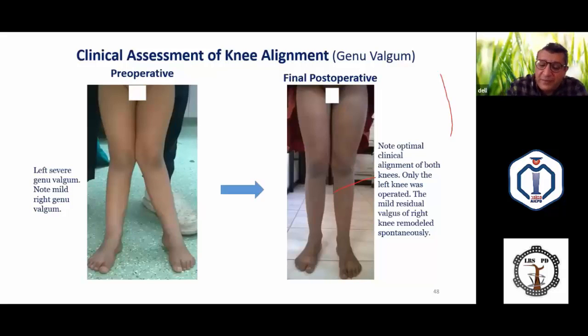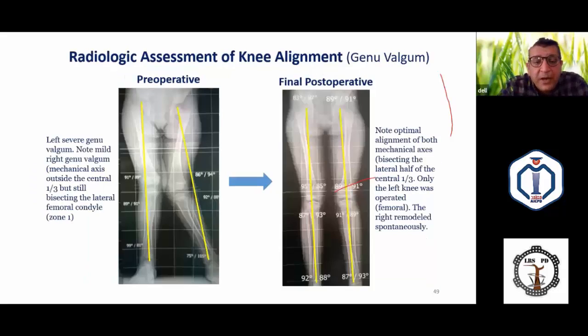As you can see here, both have been corrected. The one on the right side remodeled, and the left side responded to surgery, the severe one. And as we see here, she has mild mechanical axis deviation on the right, but severe on the left. You can see here, both are restored. The one on the right remodeled, while the one on the left was managed surgically. So it's a matter of clinical judgment, and the proposed criteria are just to guide you or to help you take a decision.